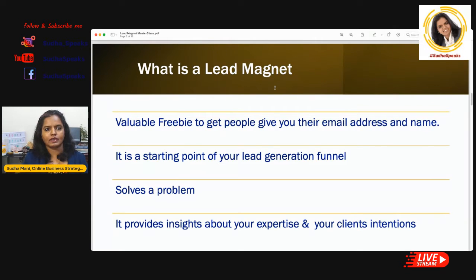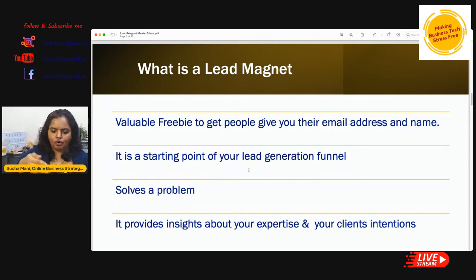An email address would do, but I do take names because I want to address them and personalize the emails. So it depends on your subject, how you want to take it. So it is very good, and it is also the start of a lead generation funnel. Okay, so there is an example of what the lead generation funnel is.